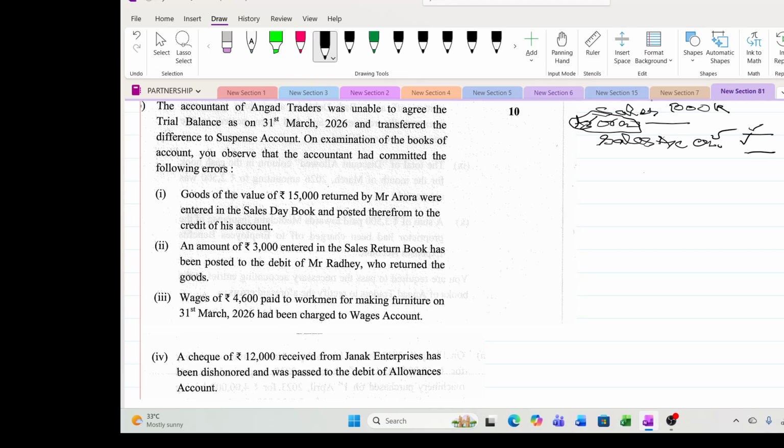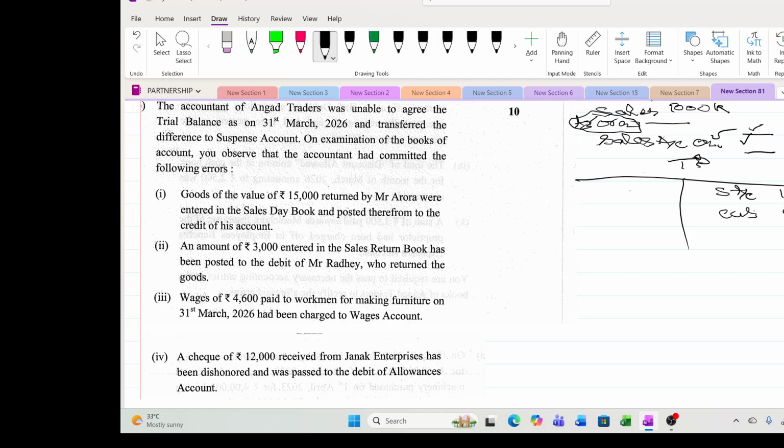So what would have happened in the trial balance? See, in the trial balance, how this would have appeared. First, you understand that. Here the sales account, 15,000 would be appearing on the credit side. At the same time, the customer account, Aurora, will also appear as 15,000 credit. So there is no corresponding debit this side. Not for the sales account, there is no debit. For the customer account, there is no debit.